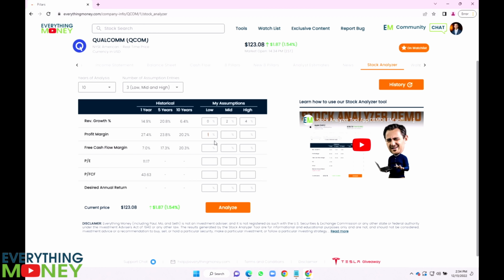Let's go with 19, 22, and we'll go 25. Free cash flow margin, it's much less on this company. So let's go with something like 15, 17, and 19 PE.